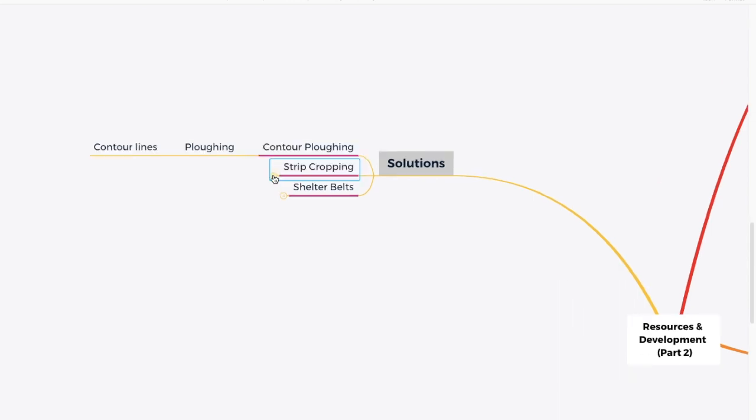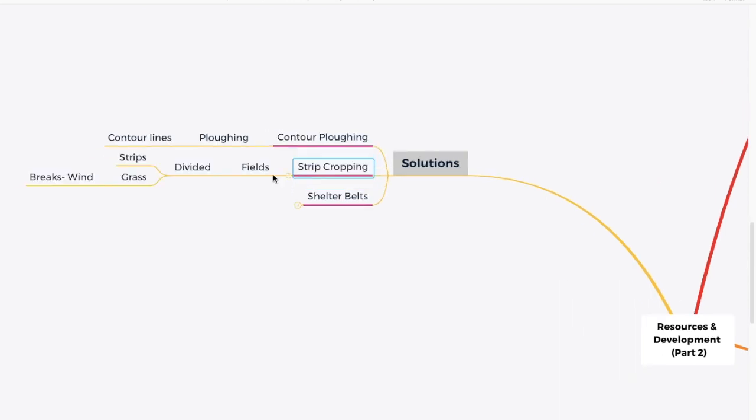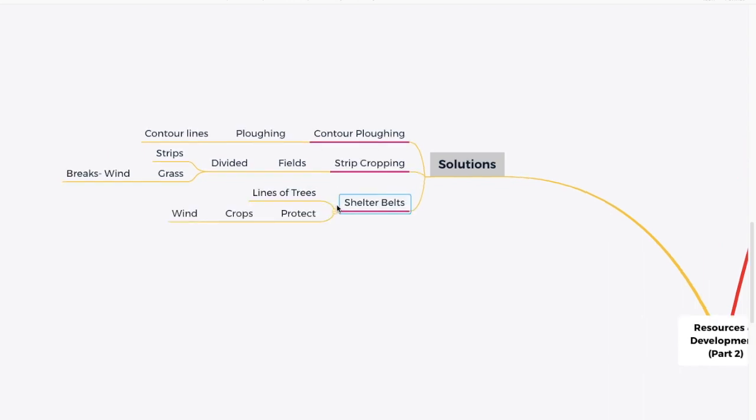Moving along to strip cropping. Large fields can be divided into strips. Strips of grass are left to grow between the crops. This breaks up the force of the wind. It protects crops. The last one is shelter belts. So what are shelter belts? Basically, it's planting lines of trees to protect the crops from wind.